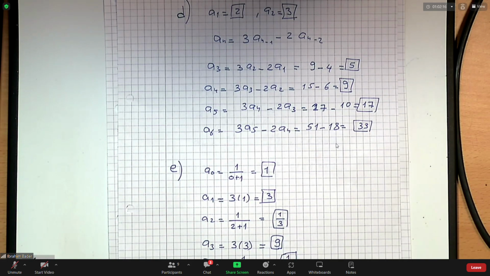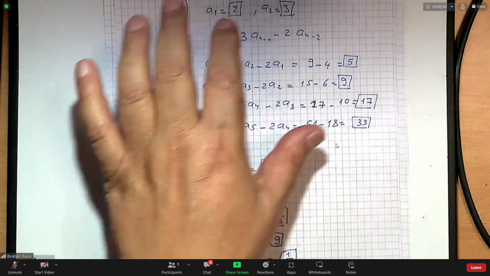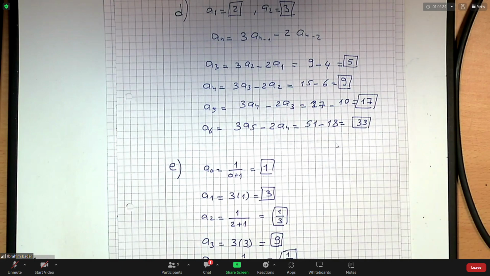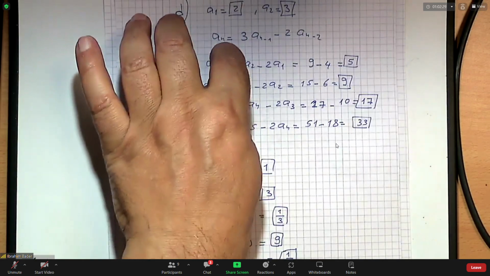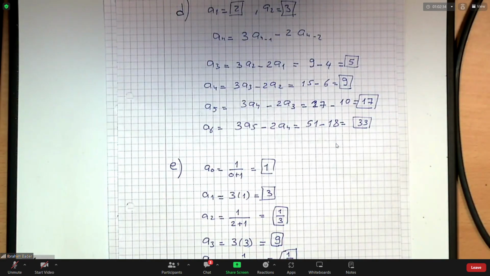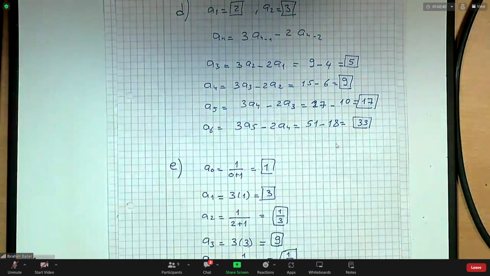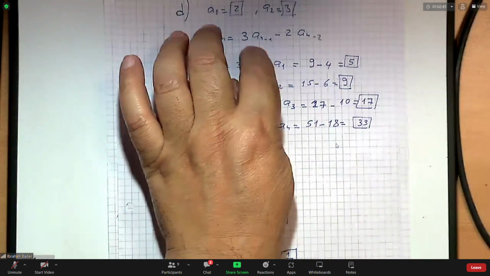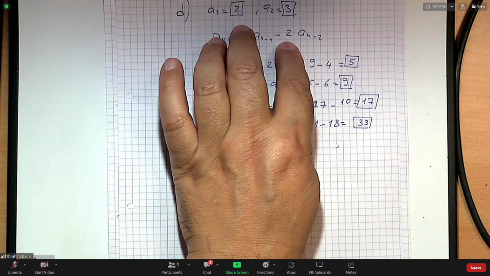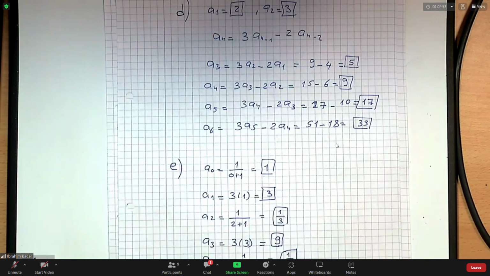So this one says that A1 is given, A2 is given, starting A3, you have this formula. Notice that a_{n-1}, a_{n-2}. a_{n-1} means it's the previous term immediately, and a_{n-2} is the previous of the previous. So here you need just to multiply the previous term by 3, and then the previous of the previous term by 2, and subtract them, and you are there.